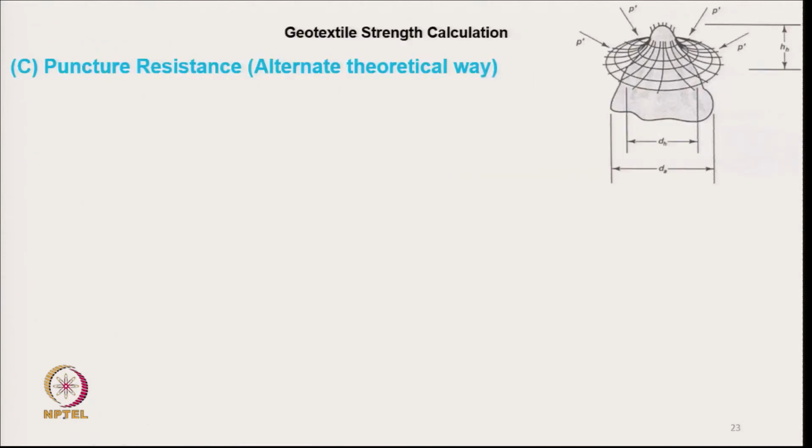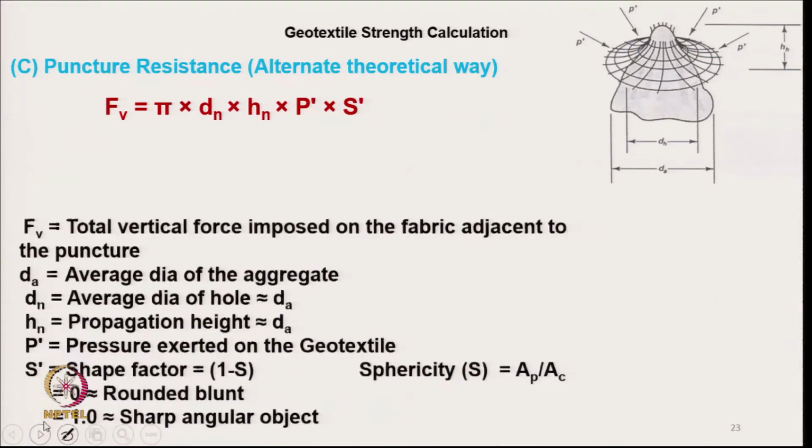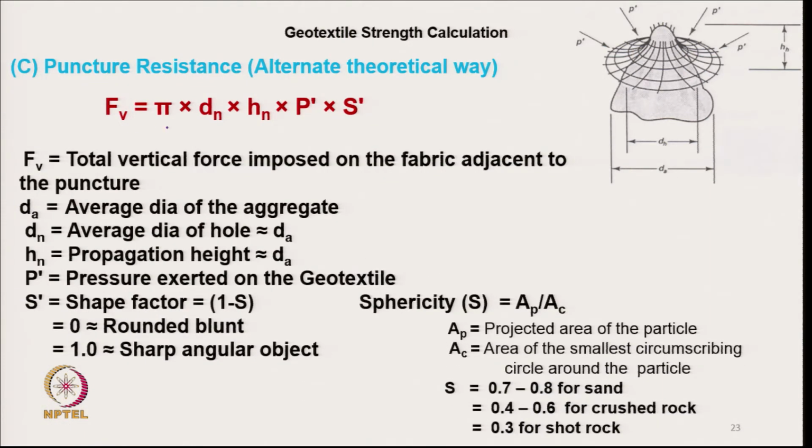Now, the alternate way of getting puncture resistance, which is the theoretical approach, is given by Fv equal to pi dn multiplied by Hn multiplied by P dash multiplied by S dash. Now, let us see what these parameters are. Fv is the total vertical force imposed on the fabric adjacent to the puncture.